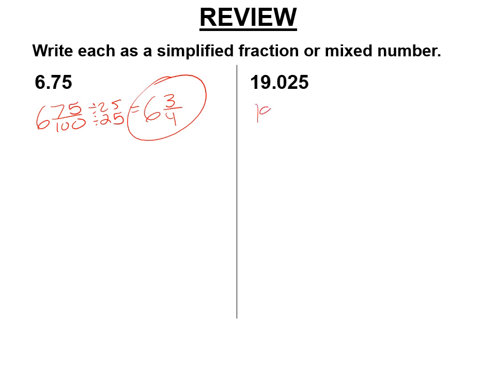That's 19 and 25 thousandths. Right? And we've done ones like this, so this is not that hard, right? 25 divided by 25 is 1. Now 25 goes into 1,000 40 times, so it's 19 and 1/40th.